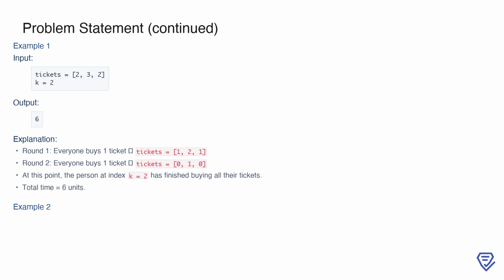Suppose the input tickets array is [2, 3, 2], and the target index k is 2. This means there are 3 people in line, and the number of tickets each person wants to buy is 2, 3, and 2, respectively. During the first round, each person buys one ticket, reducing the array to [1, 2, 1]. In the second round, each person who still has tickets buys another one, resulting in [0, 1, 0]. At this point, the person at index k equals 2 has finished buying all their tickets. Counting the total number of tickets sold across all rounds, we find that it took 6 units of time for the person at index 2 to complete their purchase.